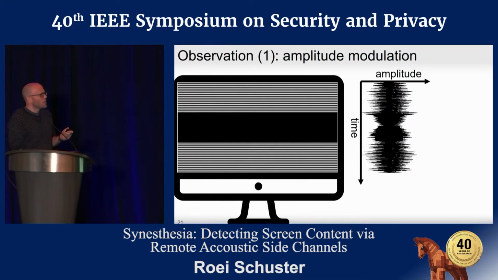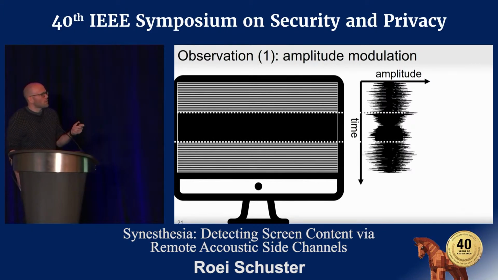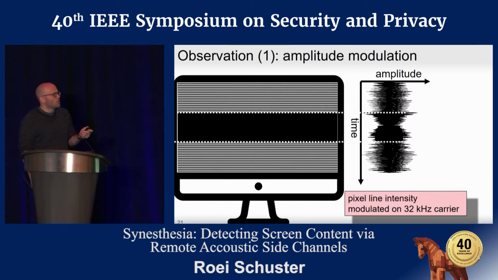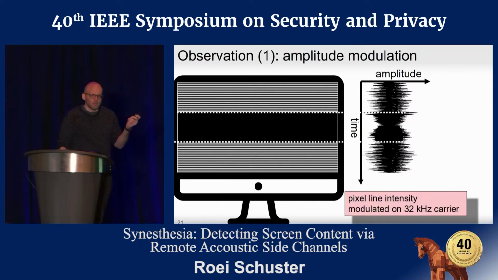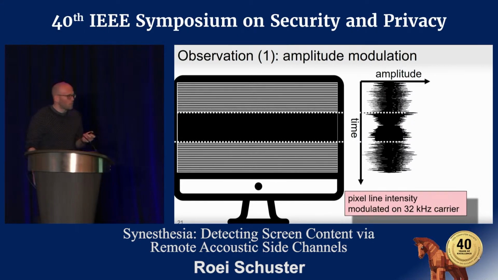So denoising starts with the observation that there is a signal that corresponds very highly to pixel line intensities or brightness. That is, in many screens that we tested, we saw the signal modulated on top of a carrier signal. In this case, a 32 kilohertz carrier signal.